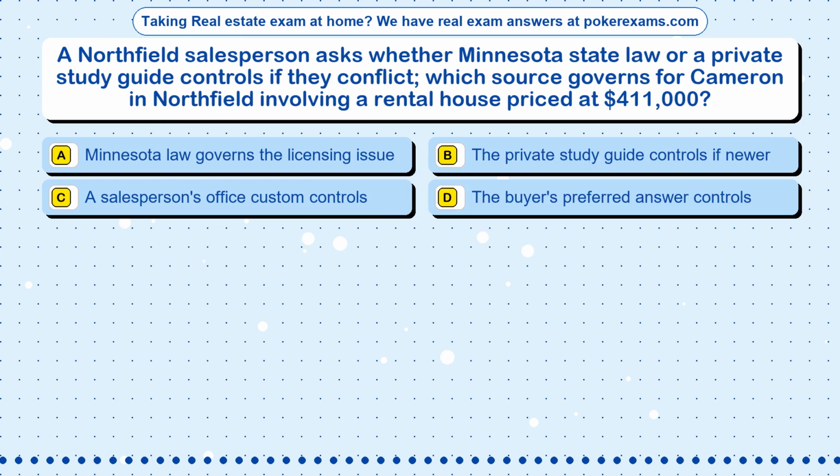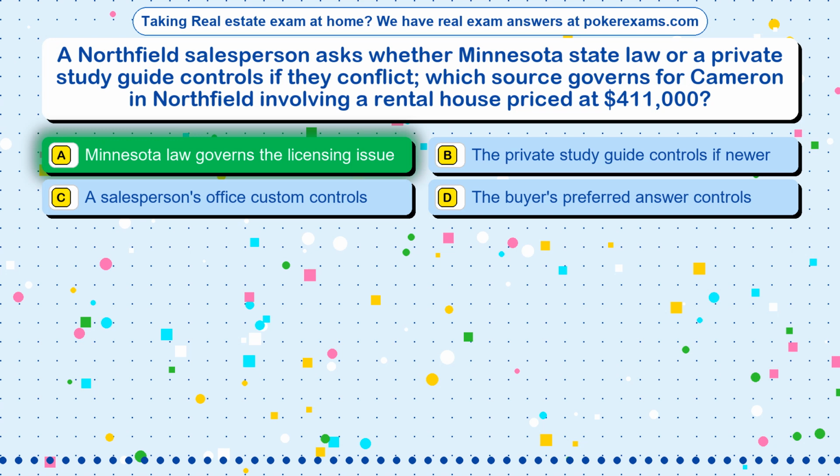Question 81. A Northfield salesperson asks whether Minnesota state law or a private study guide controls if they conflict. Which source governs for Cameron in Northfield involving a rental house priced at $411,000? Option A. Minnesota law governs the licensing issue. Option B. The private study guide controls if newer. Option C. A salesperson's office custom controls. Option D. The buyer's preferred answer controls.